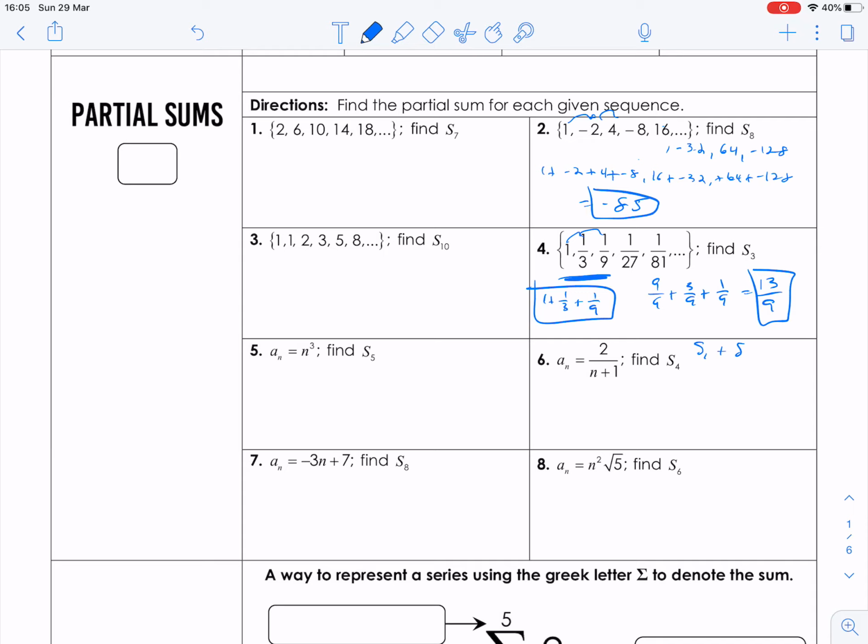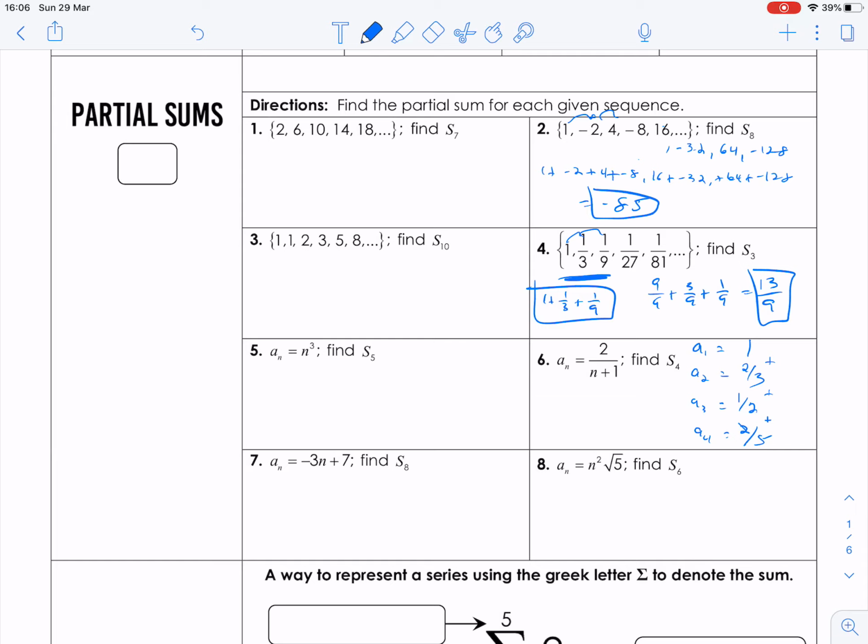Next, S of 4, so we need to find A of 1, A of 2, A of 3, and A of 4. For us to find S of 4, we need all those. So A of 1 is going to be 1. A of 2 is going to be 2/3. A of 3 is going to be 1/2. And A of 4 is going to be 2/5, sorry. And then we've got to add those together, and that would give us our S of 4.